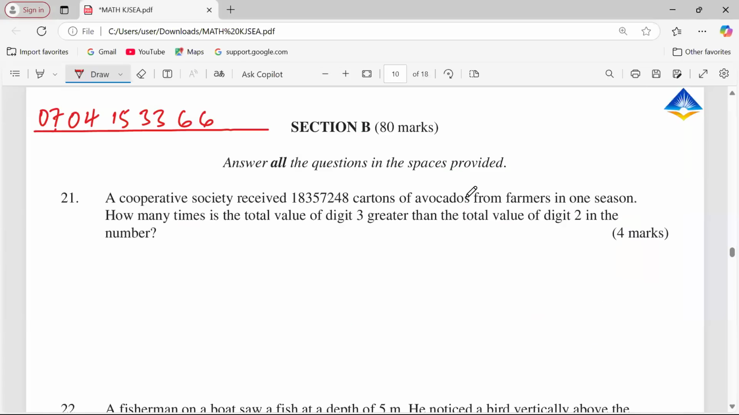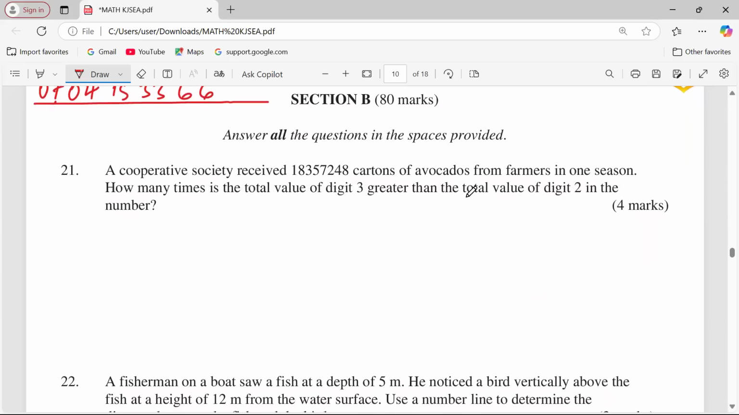Section B, 80 marks. This begins with number 21. Number 21 says this: a cooperative society received 18,357,248 cartons of avocados from farmers in one season.